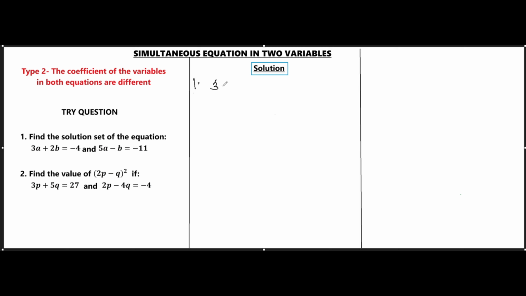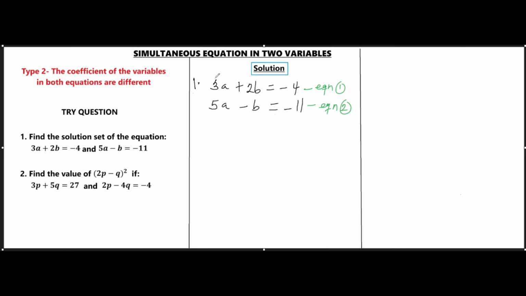We have 3a plus 2b equal to minus 4, and then 5a minus b is equal to minus 11. So this is equation 1, and this is equation 2. You see that the coefficient of a in equation 1 and 2 are different. In equation 1, the coefficient of a is 3. In equation 2, the coefficient of a is 5.